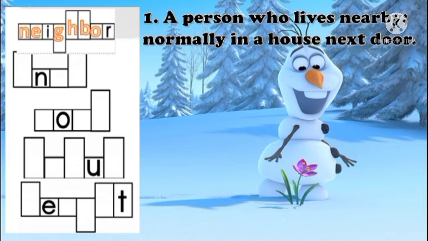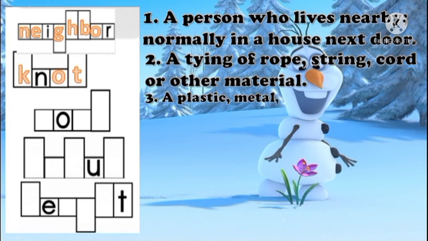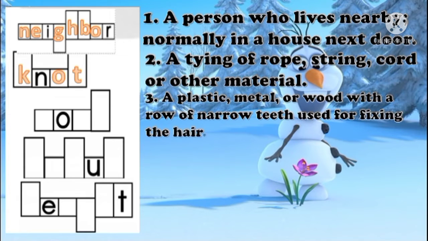Correct, neighbor. Number 2. A tying of rope, string, cord, or other material. The correct answer is good job, knot. Number 3. A plastic, metal, or wood with a row of narrow teeth used for fixing the hair. What is the correct answer? Very good, comb.